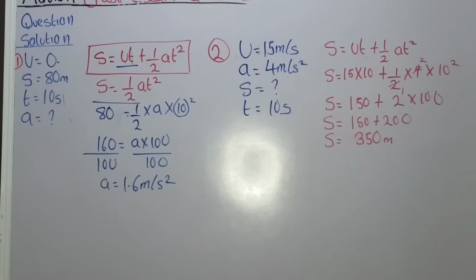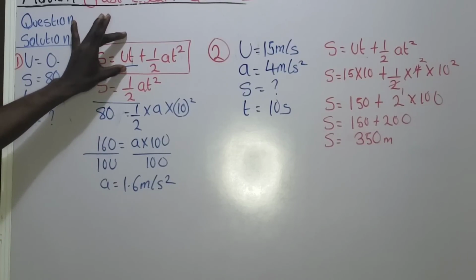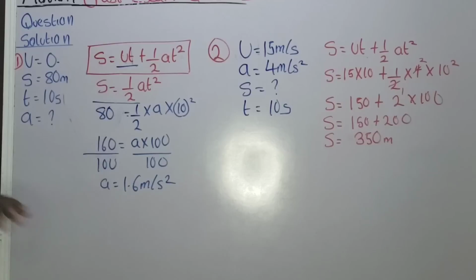So anytime you come across a question that says the body starts from rest and you're using the second equation of motion, just know that u is 0. So the equation becomes like this. This helps you manage your time, because this kind of question mostly comes out in the objective. Okay, so let's proceed to the next question.